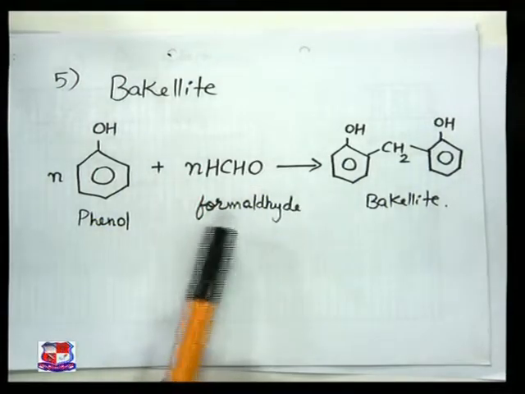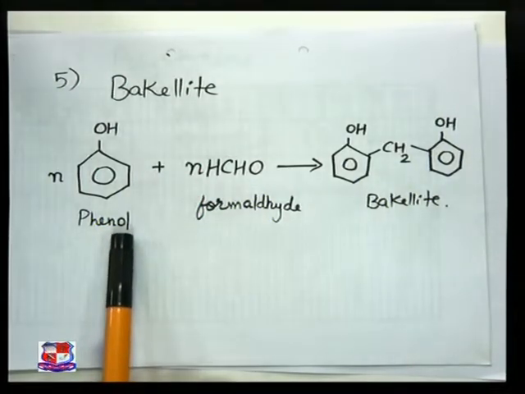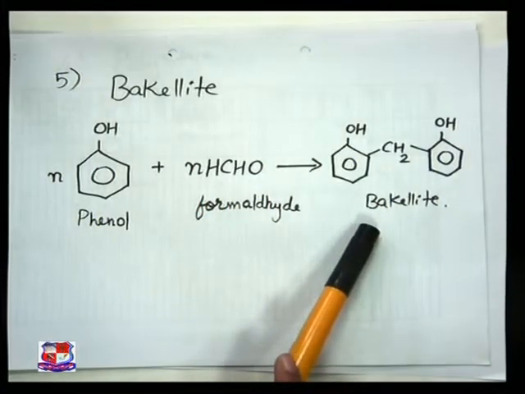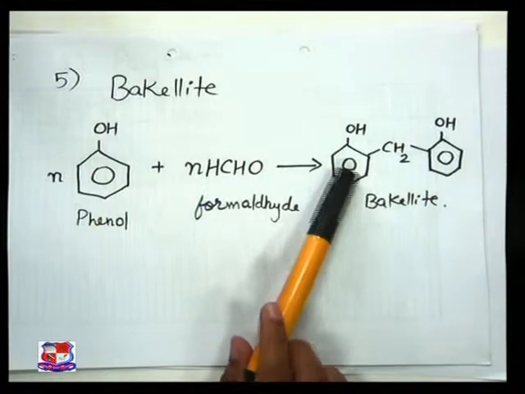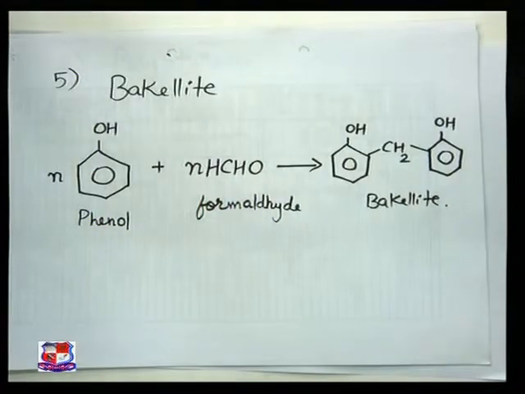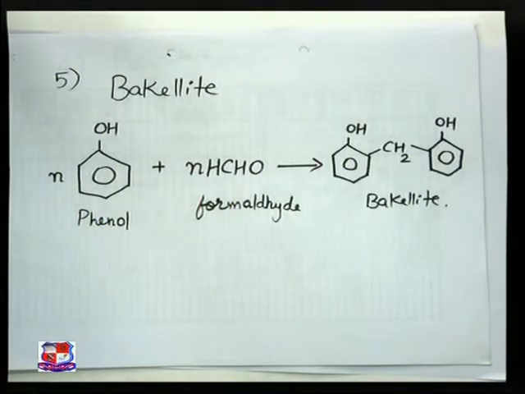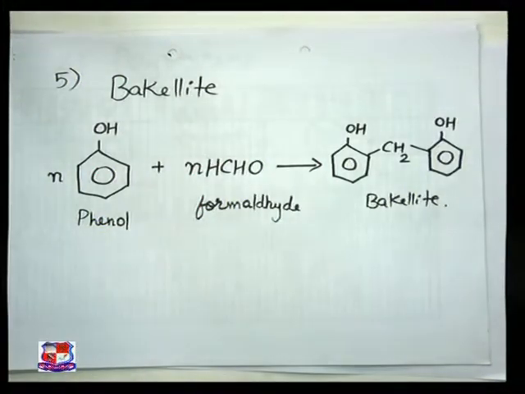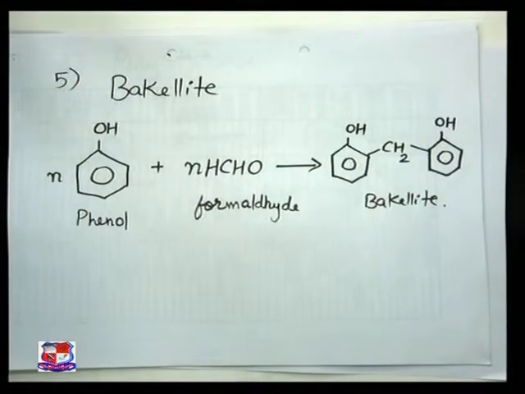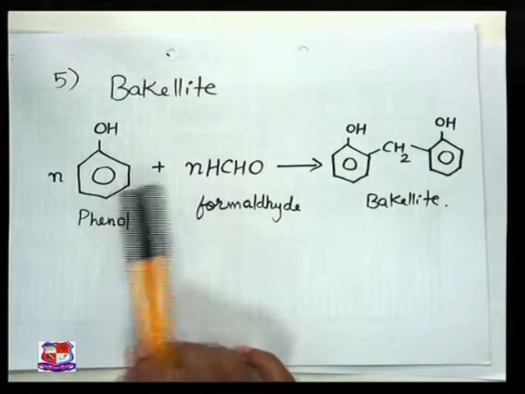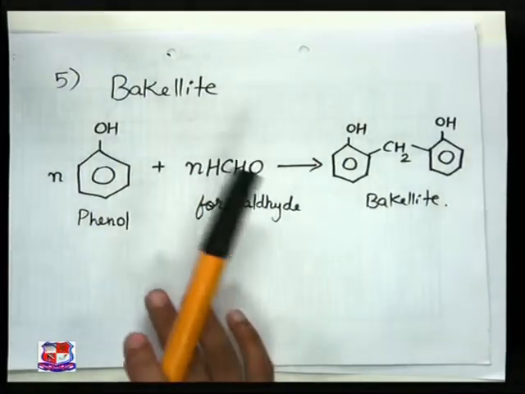When these two monomers react chemically, then what happens? It leads to the formation of bakelite, that is your phenol formaldehyde resin. Phenol formaldehyde resin is formed in the structure, and that is why this bakelite is also known as phenol formaldehyde resin. Always remember the monomers for bakelite are phenol and formaldehyde.